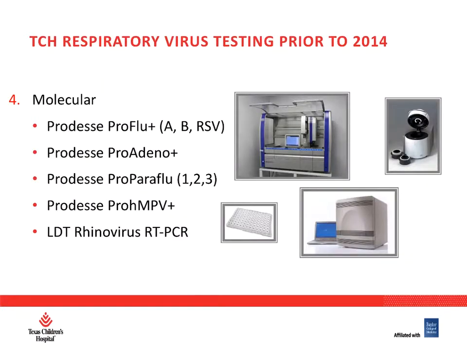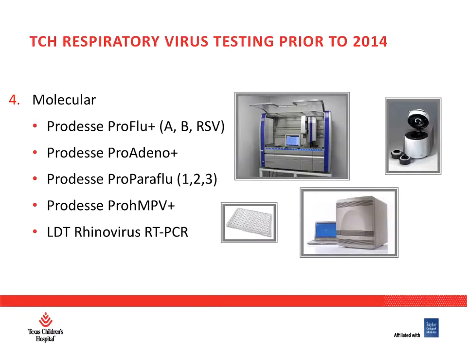And then we also, in addition to those 3 modalities, we also had molecular testing, and we were using the Prodessa assays. Each of them is a separate kit, basically. The ProFlu for A, B and RSV, the ProAdeno was a separate assay, the ProPara, which picks up Para 1, 2, and 3, the ProMetapneumo, and then we also had our own lab-developed Rhinovirus RT-PCR, which was really rhinovirus specific. It doesn't really cross-react with enteroviruses.